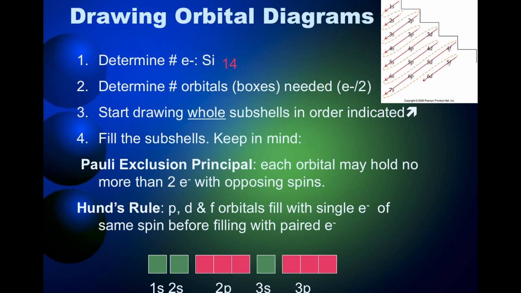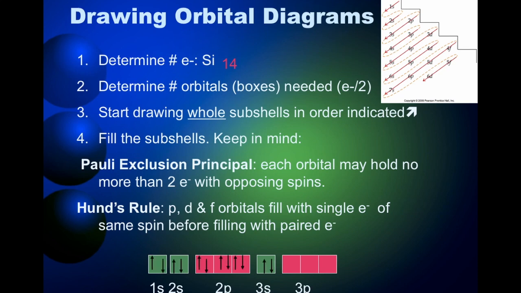And the other rule we need to know is Hund's rule, and that's that the p, d, and f orbitals fill with a single electron of the same spin in each orbital before paired electrons fill. Now, we don't have this rule for the s subshell because there's only 1 orbital in the s subshell, so it basically can't happen that you'd have single electrons in 2 orbitals. All right, so now let's take a look at what this looks like when we start filling the subshells.